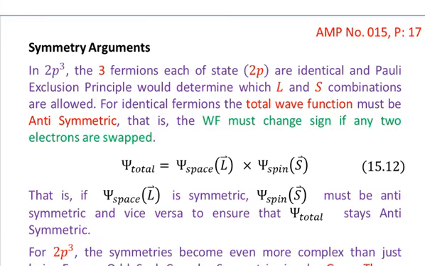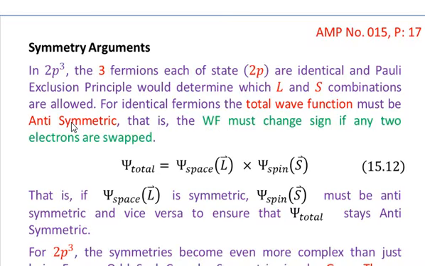Now I am going to give you some symmetry arguments. Actually, symmetry arguments will help you to see which of the states are allowed and which of the states are not allowed. Symmetry arguments are a method that allows you to check which of the states will be possible and which will not. In 2p3, the 3 fermions, that is the 3 electrons each in state 2p, are identical, and the Pauli exclusion principle would determine which capital L and capital S combinations are allowed.